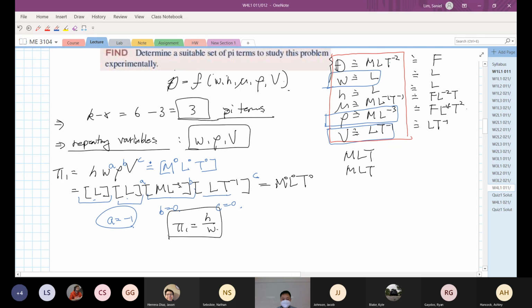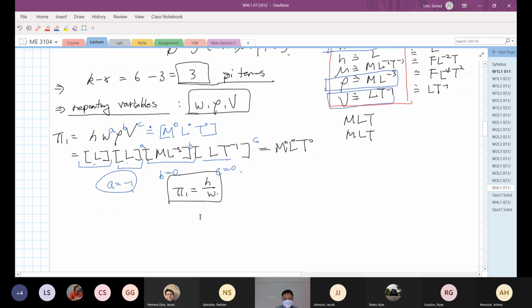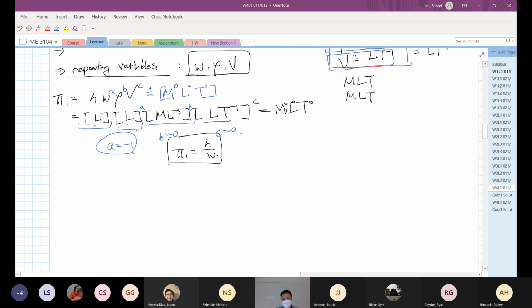Okay? That's why I just mentioned this right away. Once I just look at the units, you can do it actually after 2 examples later. All right, the second one.